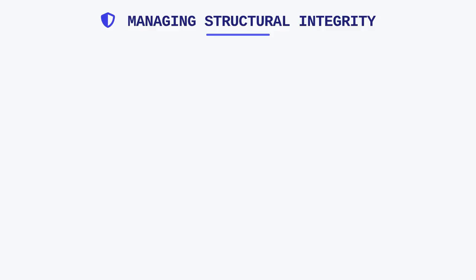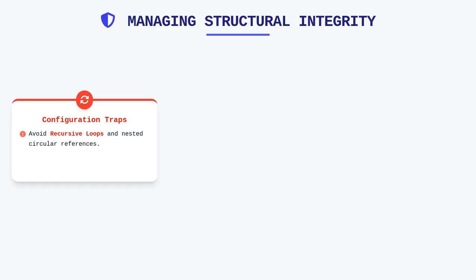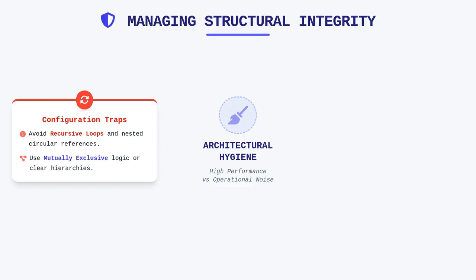Managing structural integrity requires a clear head when dealing with potential configuration traps such as recursive loops or empty group generation. A common maintenance headache occurs when poorly constructed rules attempt to group items that are already inside another group, creating nested or circular references that the system cannot resolve. When building your criteria, ensure that your filtering logic is mutually exclusive or follows a clear hierarchy to avoid these runtime traps.